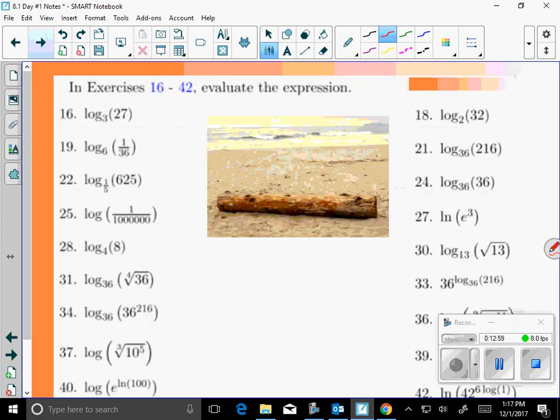Oh, here we go. Evaluate. Now we got to evaluate. Let's look at 16. 3 to what power gives me 27? Third. Okay, that's 3. 6 to what power gives me 1/36? Well, 6 to the 2 gives me 36, but 6 to the -2 gives me 1 over 36. Okay, let's skip to something a little more challenging.